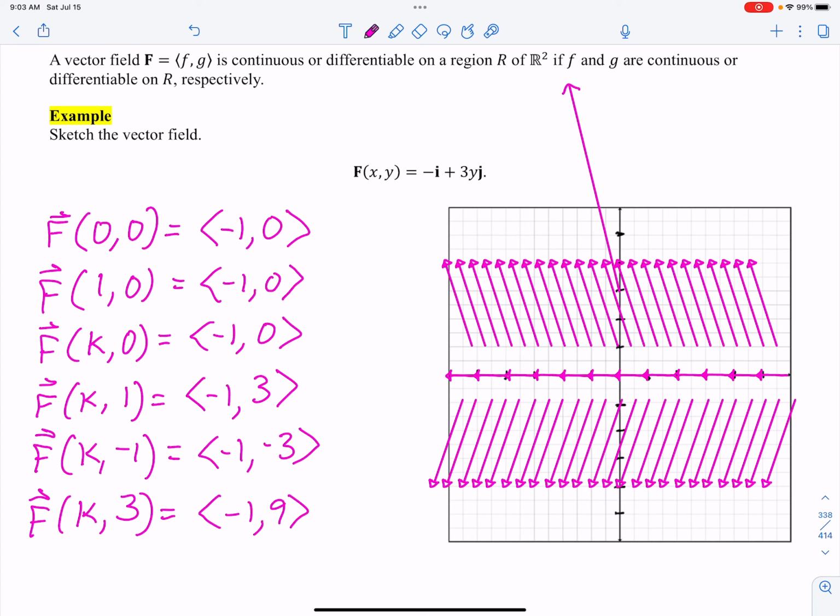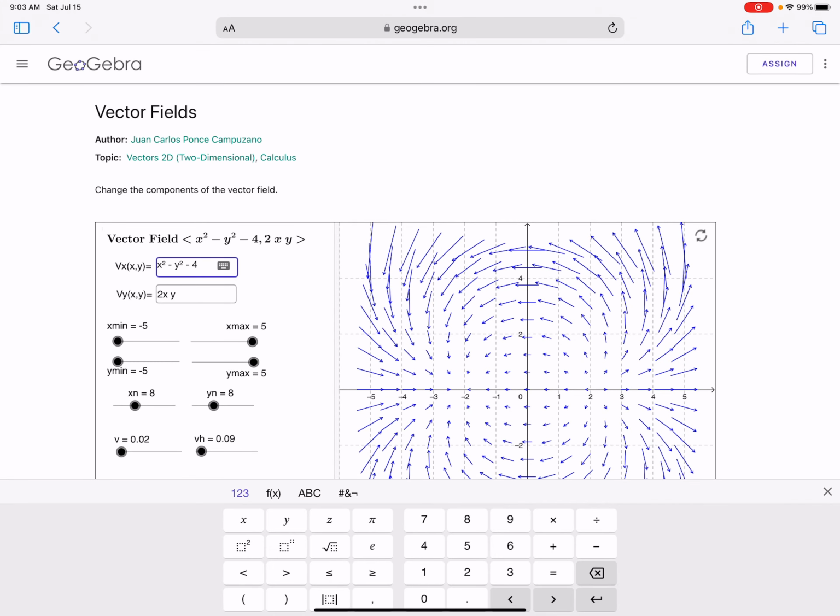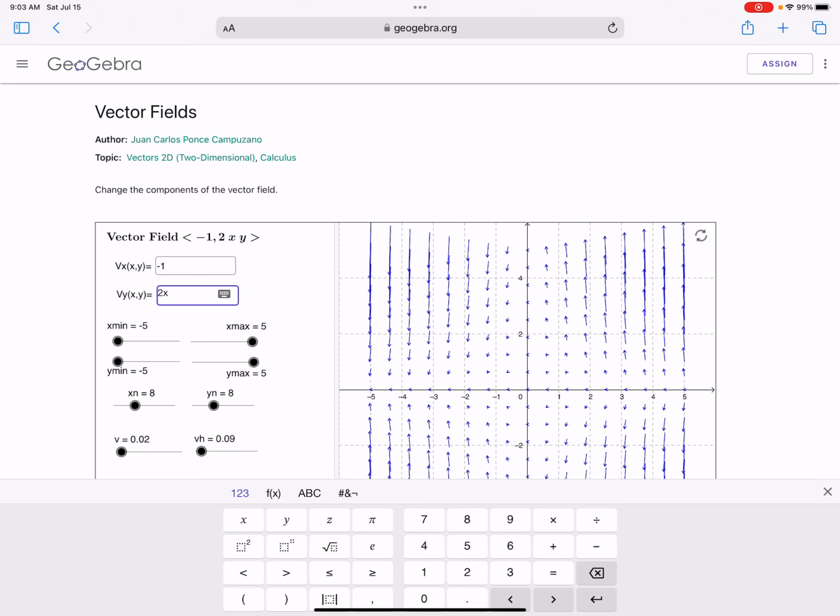Again, these are much easier to see in an electronic grapher, so let's actually do that. So I'm going to go to GeoGebra. If you Google GeoGebra vector fields, you'll get something like this. So I'm going to type this in. This is going to get us a feel of what we just graphed. I did -1 there. And then it was just 3y.